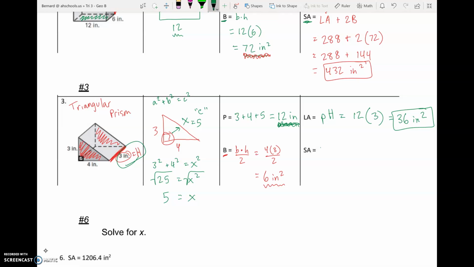And then surface area is lateral area plus 2 of our base areas, right, 2b. And so our lateral area we already have, that's 36 plus 2. And then big B we found over here first, which was 6. So 2 times 6. And 2 times 6 is 12. So then 36 plus 12 is going to tell us 48 inches squared for our surface area. And there we go. Perfect.